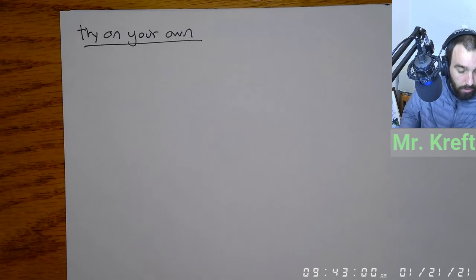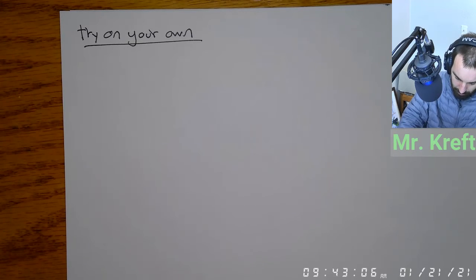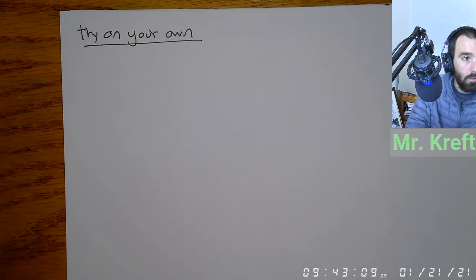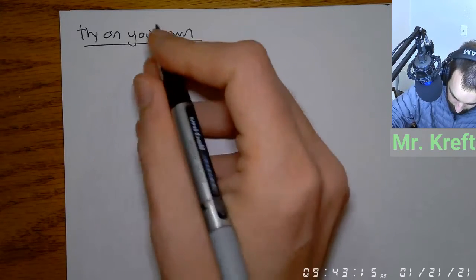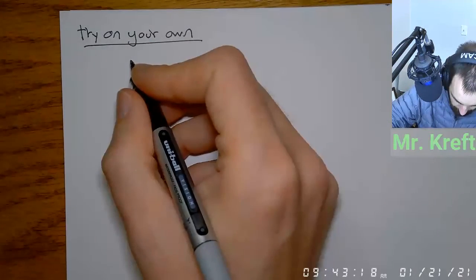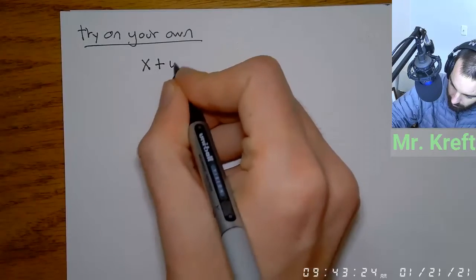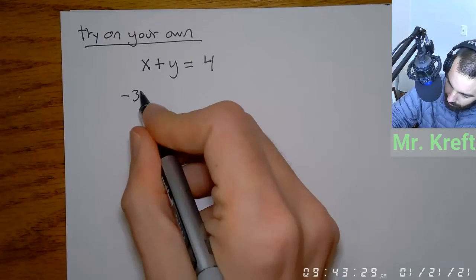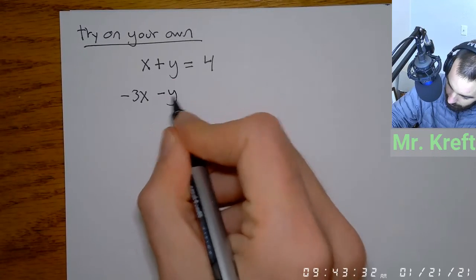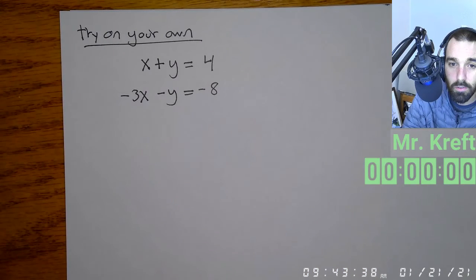Okay, so to try on our own, I have a problem here, sorry. I was gonna pick this one. So here's the problem that I want you guys to try. So x plus y equals 4, and negative 3x minus y equals negative 8. And I'm going to give you guys 3 minutes to do this, but I don't think it's going to take 3 minutes. But I want to give you guys that 3 minutes just in case.